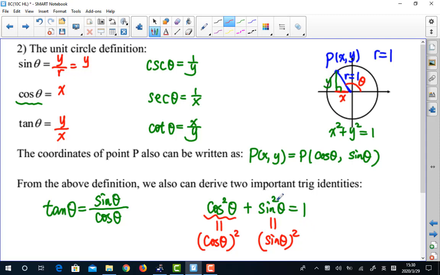We can put the square between sine and theta to show a more concise representation. So sine squared theta is the same as sine theta bracket squared. So cosine squared theta plus sine squared theta equals 1, or sine squared theta plus cosine squared theta equals 1. This is the second important trig identity that we can derive right away from the definition.